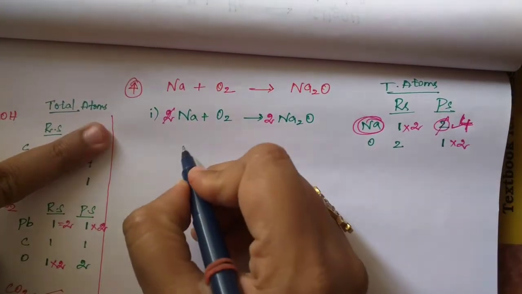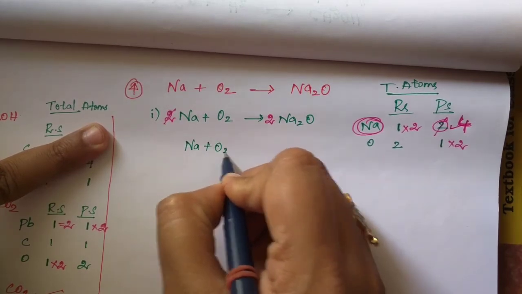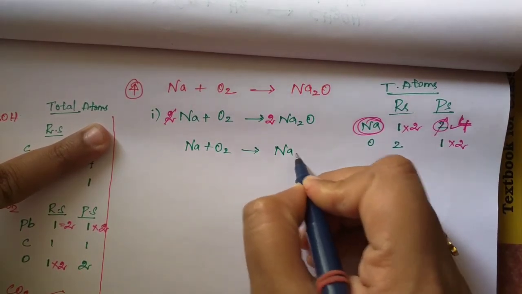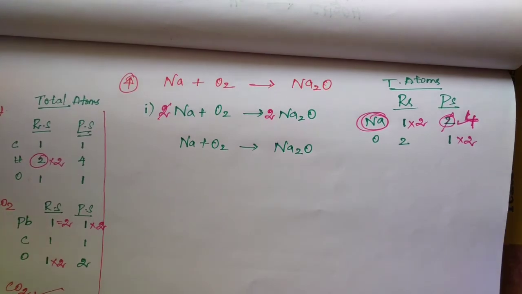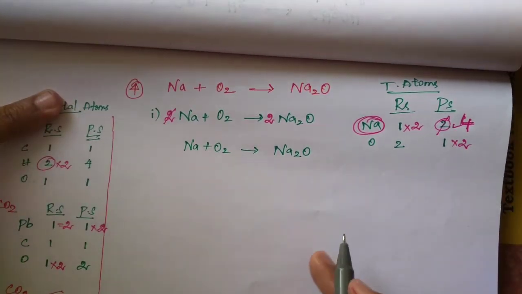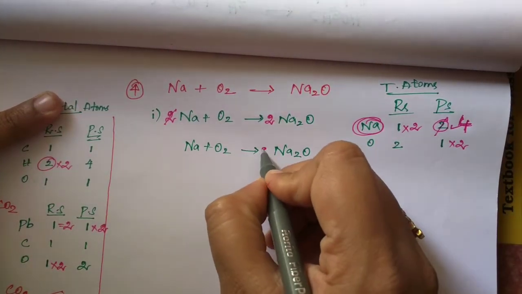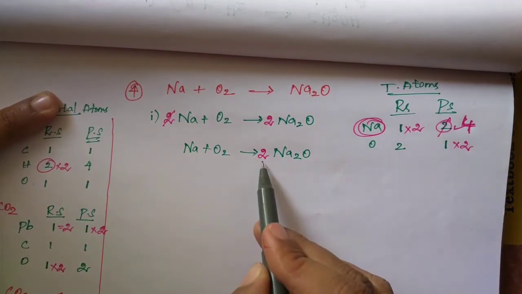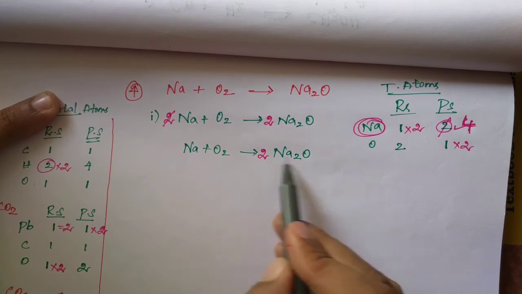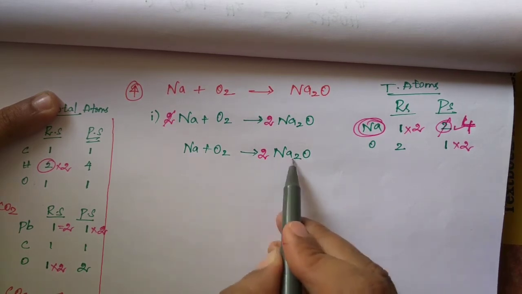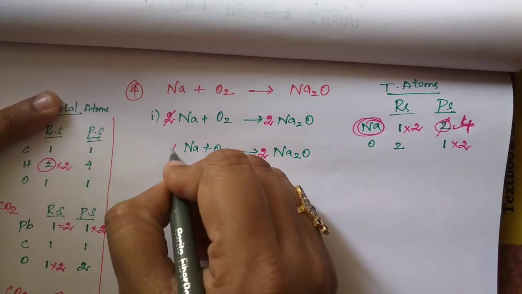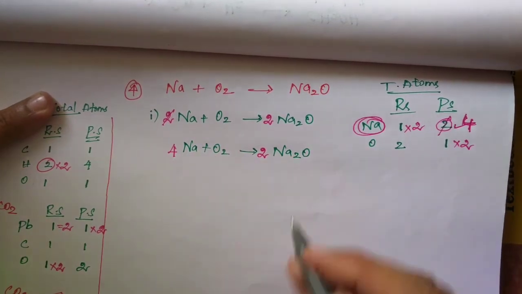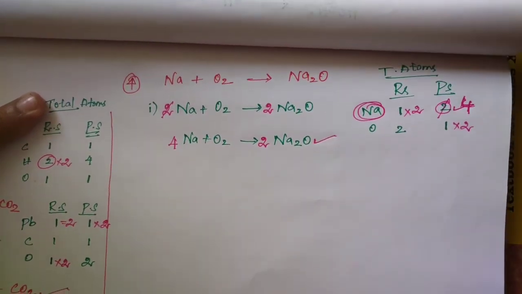Now 4 sodium reacts with 2 oxygen, you will get 2 molecules of Na2O. See now 2 Na2O, because oxygen is 2 here, so I am applying 2 here. Now 2 oxygen atoms, here 2 oxygen, but here 4 sodium atoms, so now I am multiplying by 4. Now this equation is balanced.